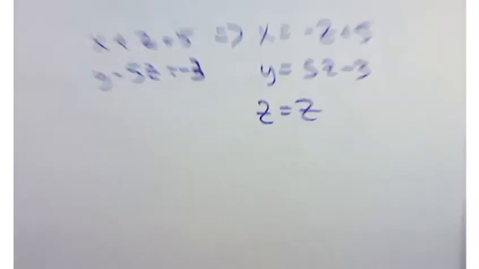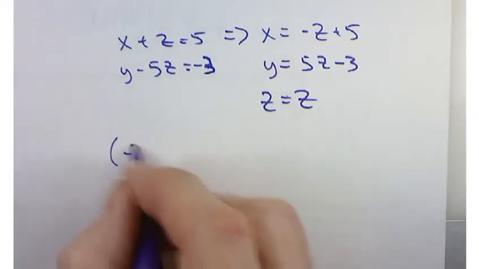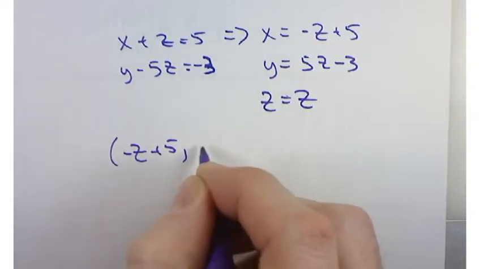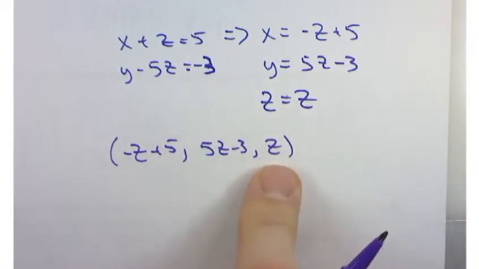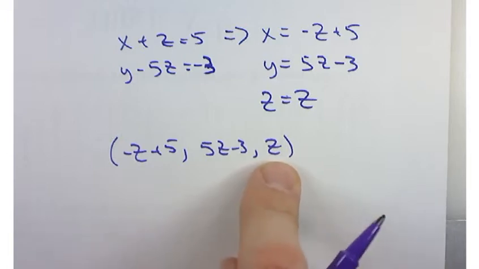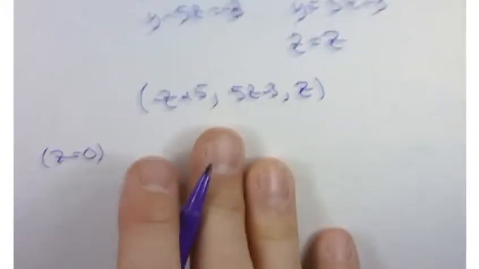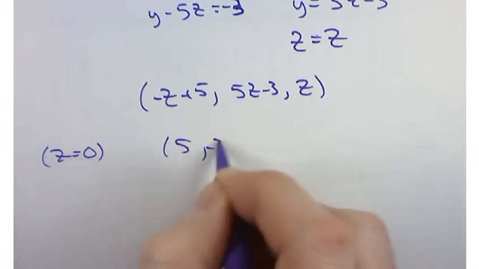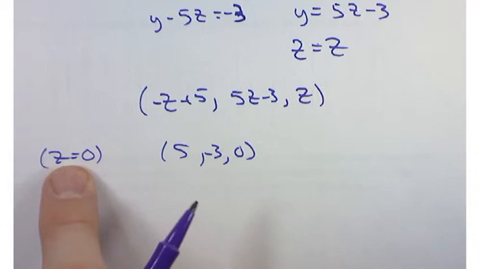As far as the solution to your system of equations is concerned, that means we have negative z plus 5, 5z minus 3, and z. So once you choose a value for z, then you get values for everything else. So for instance, if you chose z equals 0, you'd end up with 5, negative 3, and 0. That would be a point on your line. But any value of z is going to give you a solution.